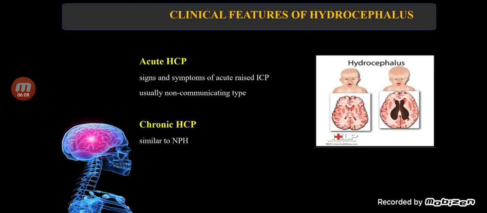Patients with hydrocephalus can present with either acute or chronic signs and symptoms. The acute signs and symptoms are those of acutely raised intracranial pressure. Usually they happen with the non-communicating type. With chronic hydrocephalus, the presenting signs and symptoms are similar to those of normal pressure hydrocephalus.